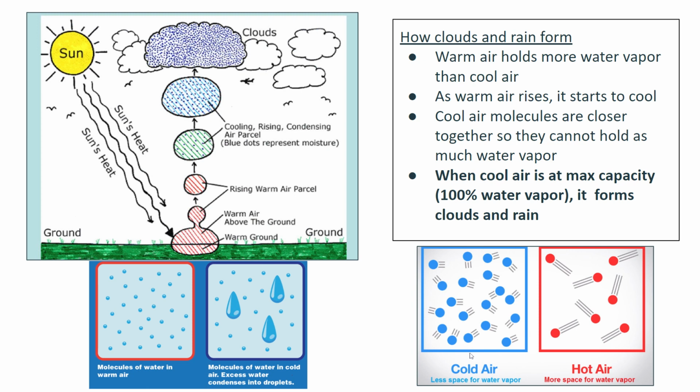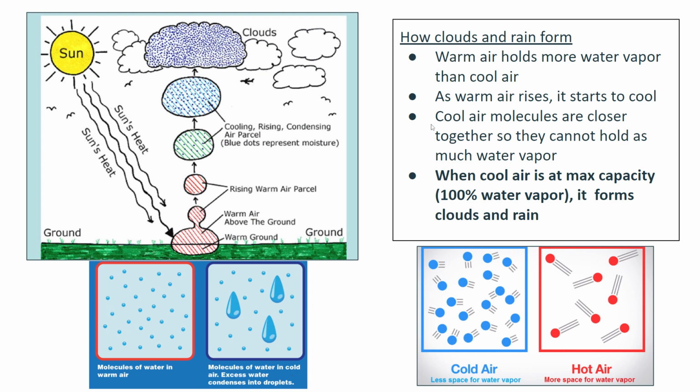Let's think about the particles in cold air versus warm air or hot air first. In warmer air or hot air, the molecules have more energy, so they're much farther apart. In other words, warm air is less dense, so the molecules are farther apart. Cold air is more dense, so the molecules are closer together. In warm air, since the molecules are so far apart, there's more space for water vapor to be held by warm air, right? There's more space for water vapor to be there. But in cold air, since all the molecules are so compacted together, there's barely any space for water vapor. So that's why warm air holds more water than cool air.